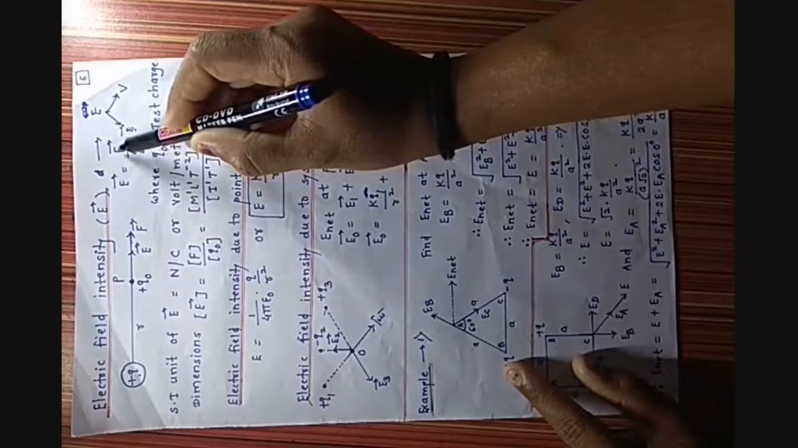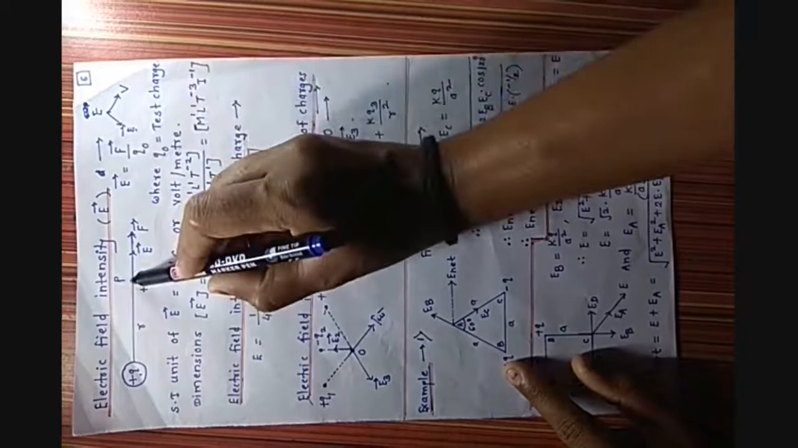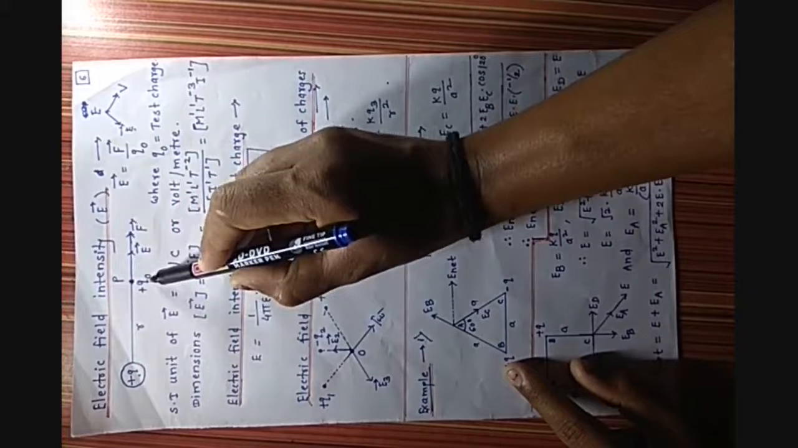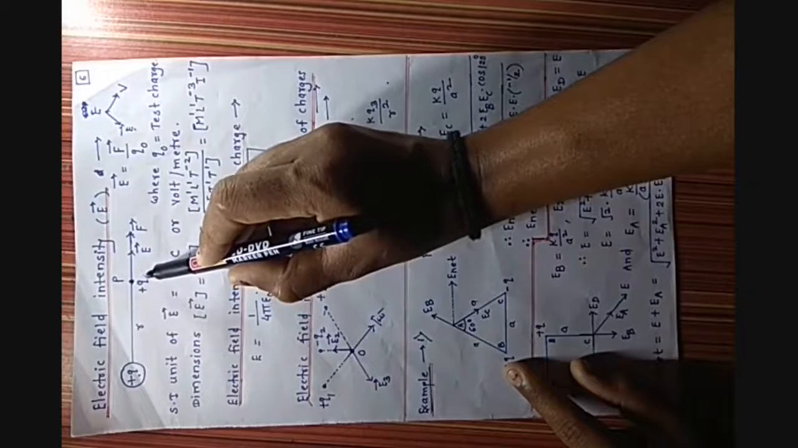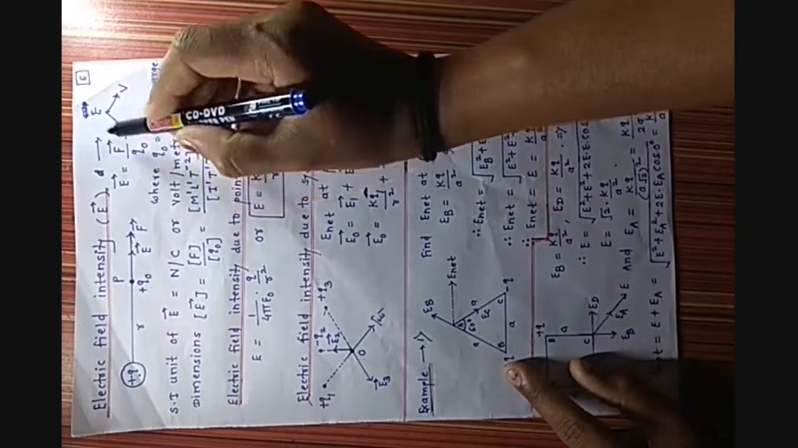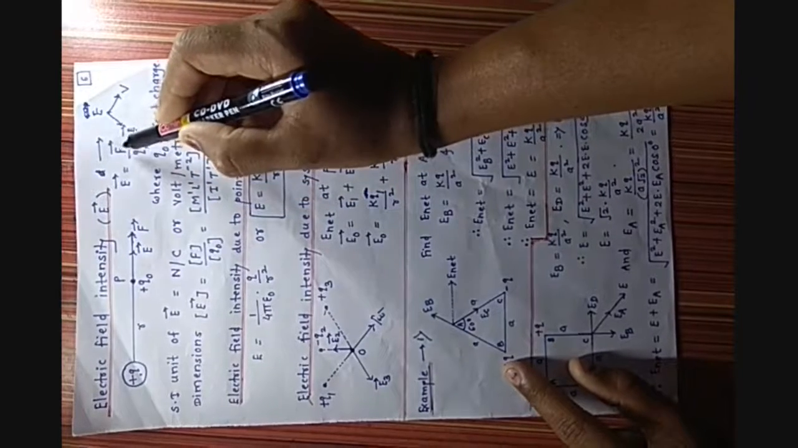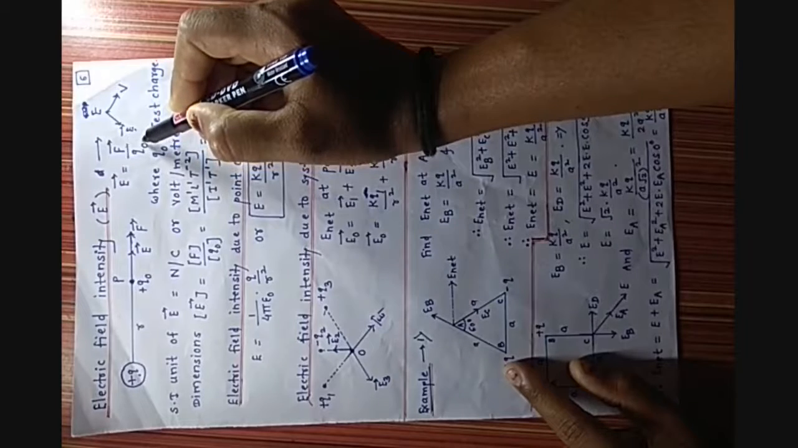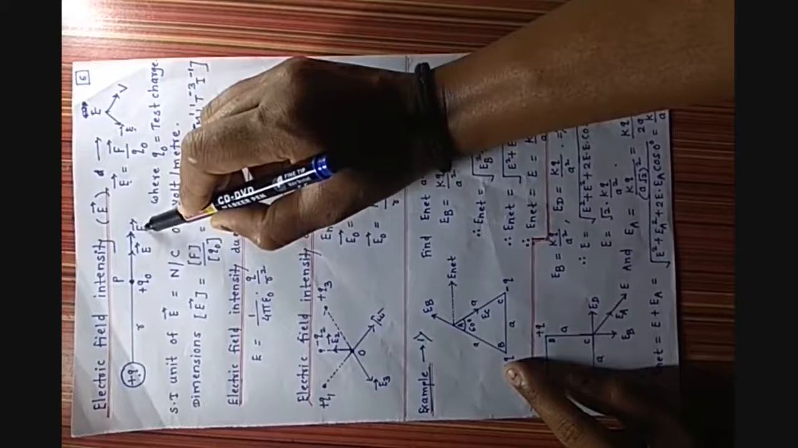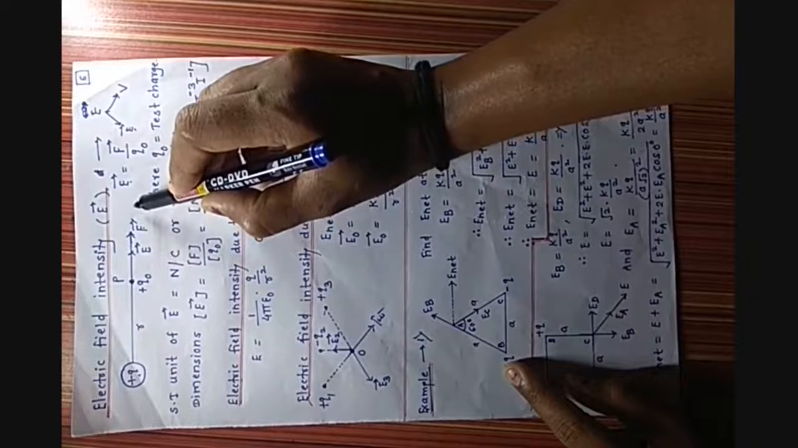So electric field intensity is equal to the electric force, the electric force which is acting on the unit positive test charge. So electric field intensity is equal to electric force per unit test charge. And the direction of E bar is the same as the direction of F bar.